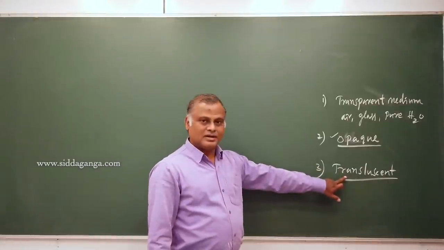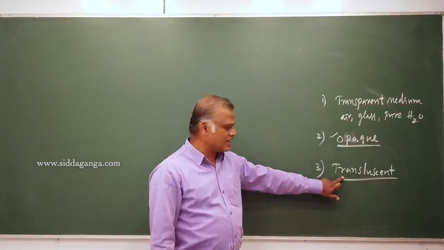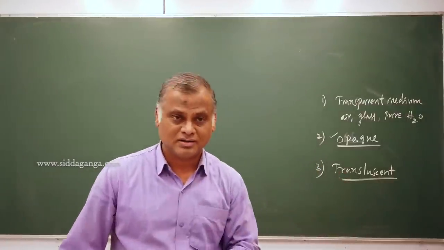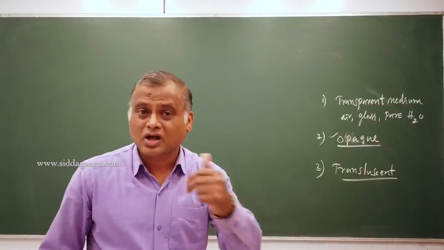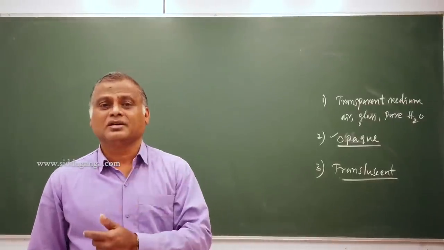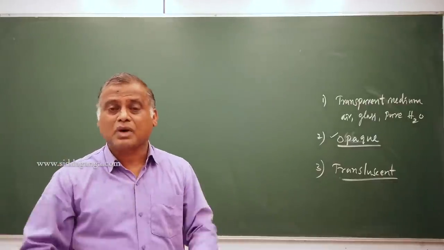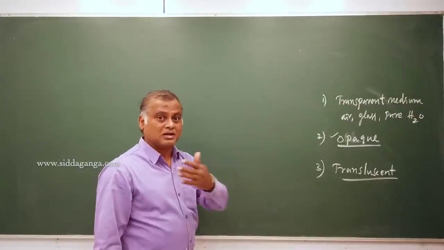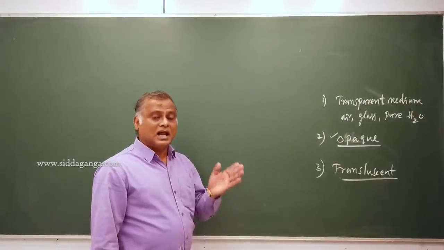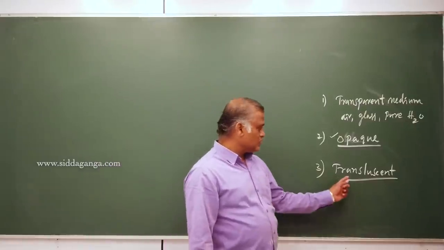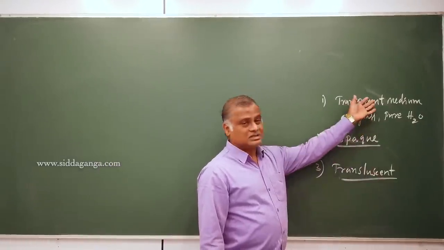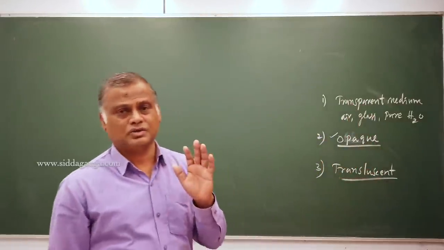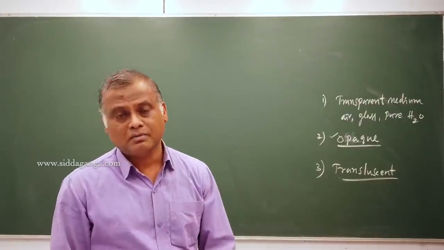A medium through which light can be transmitted partially. For example, a thin sheet of paper, or a very thin cotton cloth, through which light can pass easily. Not exactly, the entire light cannot propagate. A thin glass plate, where a partial amount of light can be transmitted, is known as translucent. Just have these ideas in your mind. Nobody will ask you, but you should have that as an introductory part.